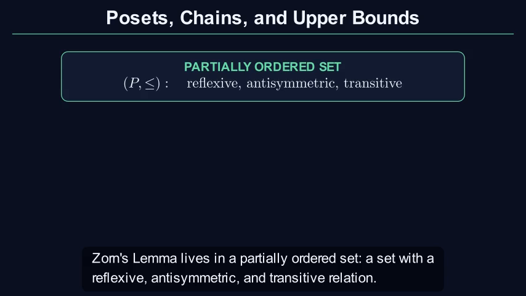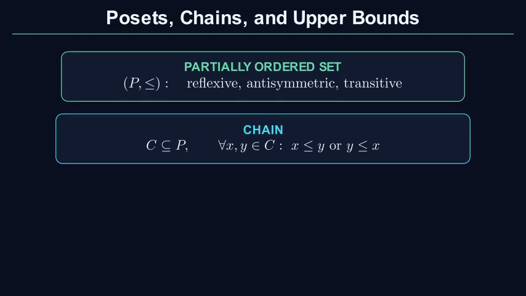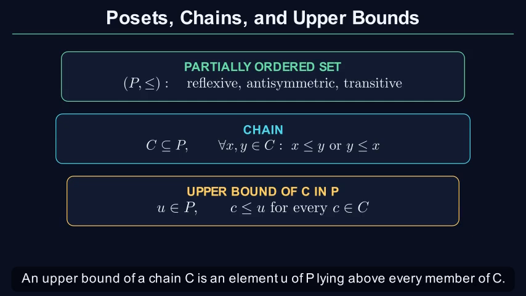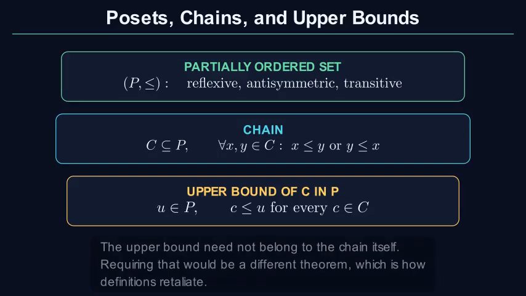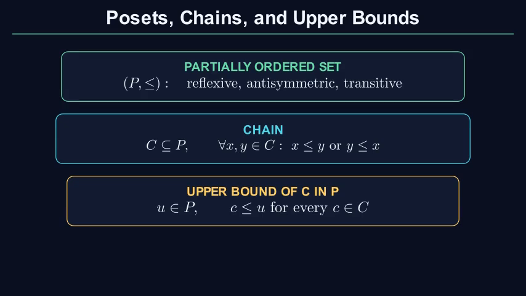Zorn's lemma lives in a partially ordered set, a set with a reflexive, antisymmetric, and transitive relation. A chain is a subset in which every two elements are comparable. The entire poset need not be linearly ordered. An upper bound of a chain C is an element U of P lying above every member of C. The upper bound need not belong to the chain itself. Requiring that would be a different theorem, which is how definitions retaliate.